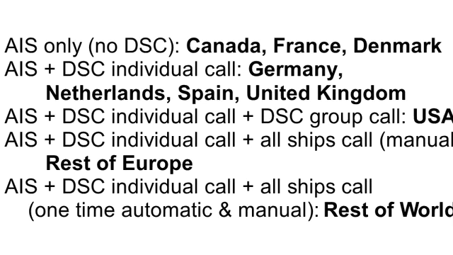In Germany, the Netherlands, Spain, and the United Kingdom, it's AIS plus the DSC individual call. In the United States, it's the AIS plus the DSC individual call, plus after 30 minutes, the DSC group call. In the rest of Europe, it's the AIS function, the DSC individual call, and the user can manually initiate an all ships distress call. In the remainder of the world, it's the full capability, which is the AIS, the DSC individual call, and the all ships distress call, which will initiate automatically one time when the device is activated, and then the user can manually send the all ships distress call as many times as they need to.